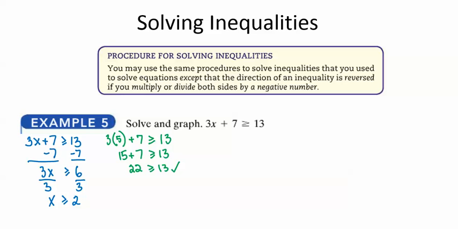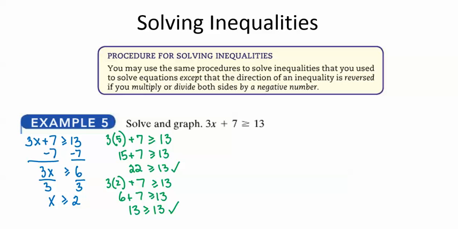Now, we tried a number greater than 2. Let's try 2 itself. So when I substitute 2 for x, I get 3 times 2 plus 7. Is that greater than or equal to 13? I get 6 plus 7, and that is 13. Is 13 greater than or equal to 13? It just has to be either or, and it is equal to 13. So 2 is also a solution to that original inequality.